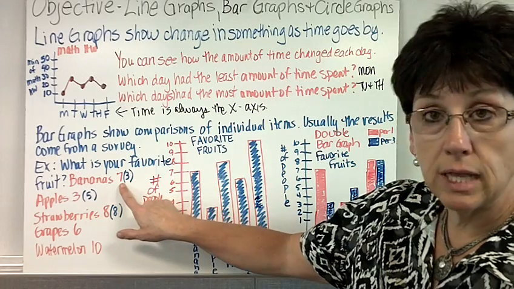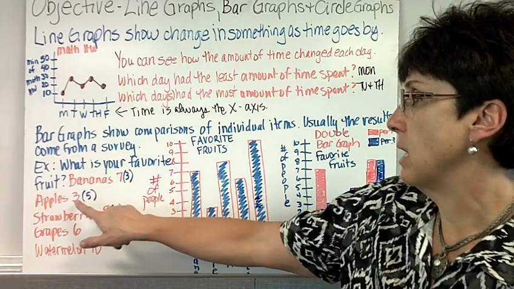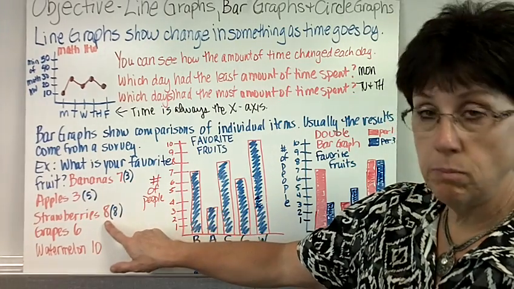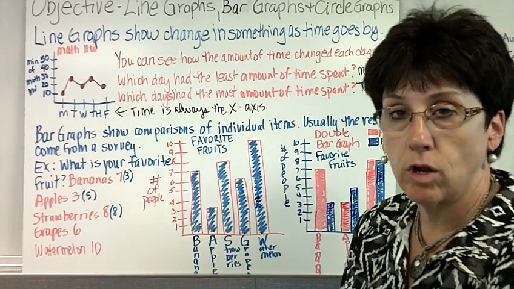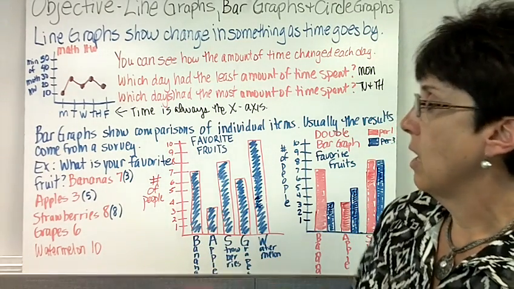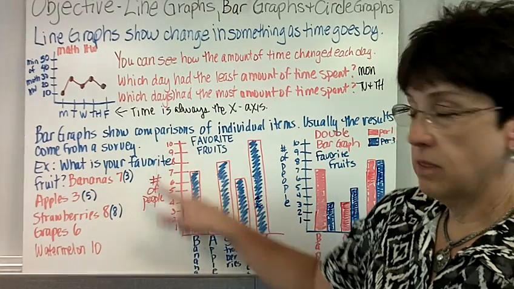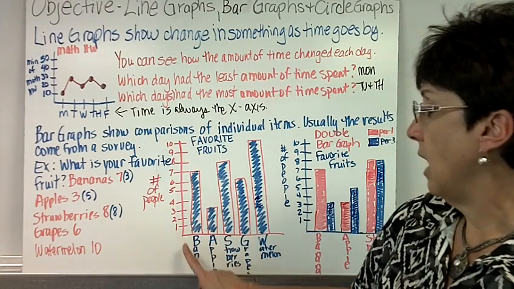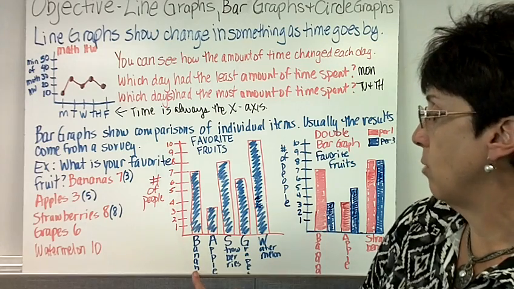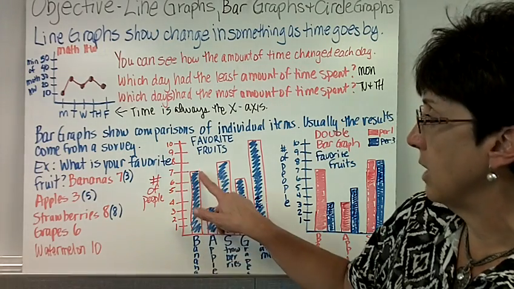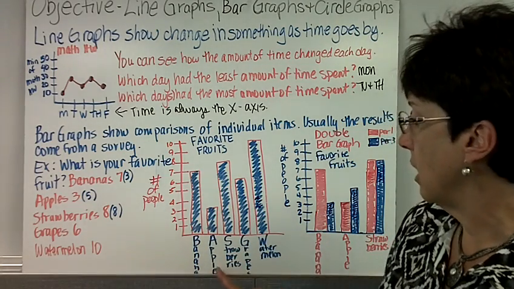So let's say your class said 7 people liked bananas, 3 people liked apples, 8 people liked strawberries, 6 people liked grapes, and 10 people liked watermelon. Well, on this graph, the number of people goes on the side, and the item that you surveyed about goes on the bottom. So notice how bananas were 7. Here it says bananas, and the bar goes up to 7.